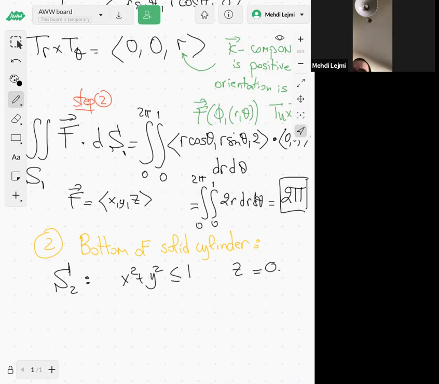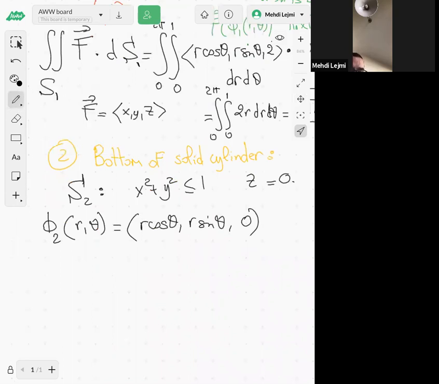So as usual, we're going to parameterize this. We're going to use, as usual, let's say phi 2. We're going to use the polar coordinates r, theta. So it's r cosine of theta, r sine of theta again. But then the z coordinate, z is 0. So this is just 0 here. That's the difference between the top and the bottom.